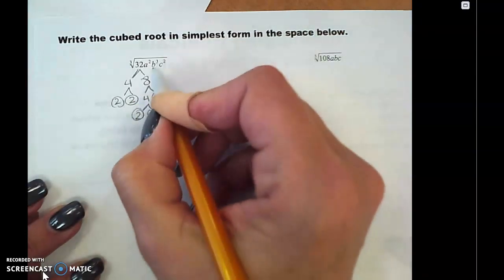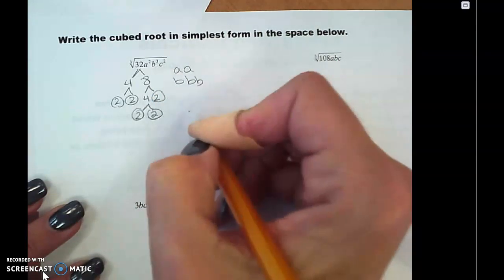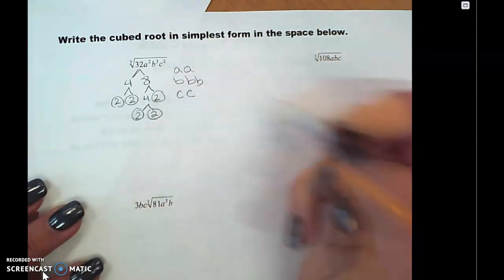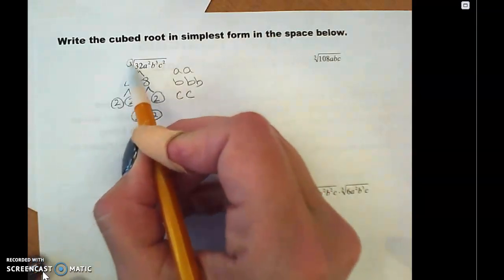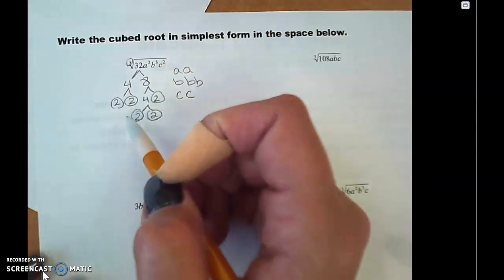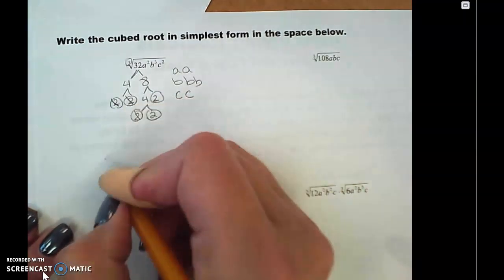All right, don't forget your variables. A squared is A and A. B cubed is B times B times B. C squared is C times C. Okay, and I'm looking for cubes, triples, sets of 3. Okay, so 1, 2, 3 2s are done.